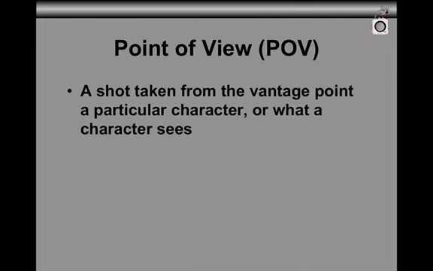Point of view angle is when a shot is taken from the vantage point of a particular character. In other words, what the character sees. So the camera takes on the role of the character's eyes, and we see what they see.